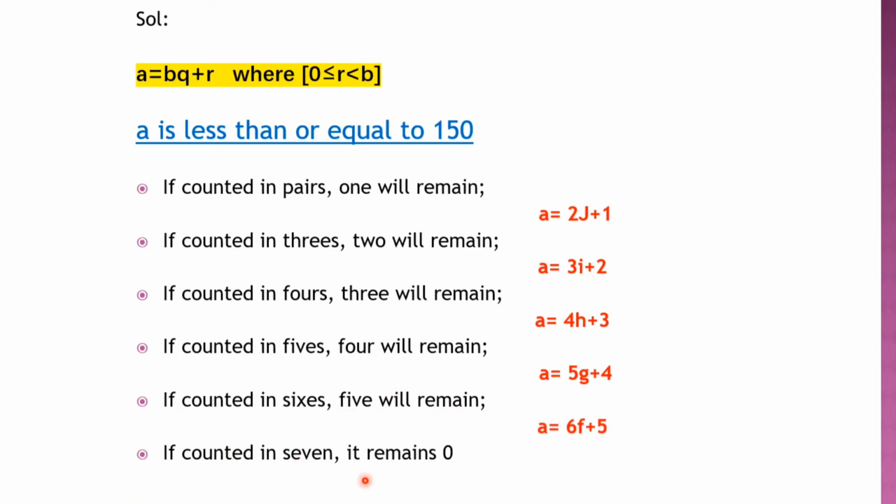If counted in sevens, it remains 0. That means a is equal to 7 times some quotient. The remainder will be 0.